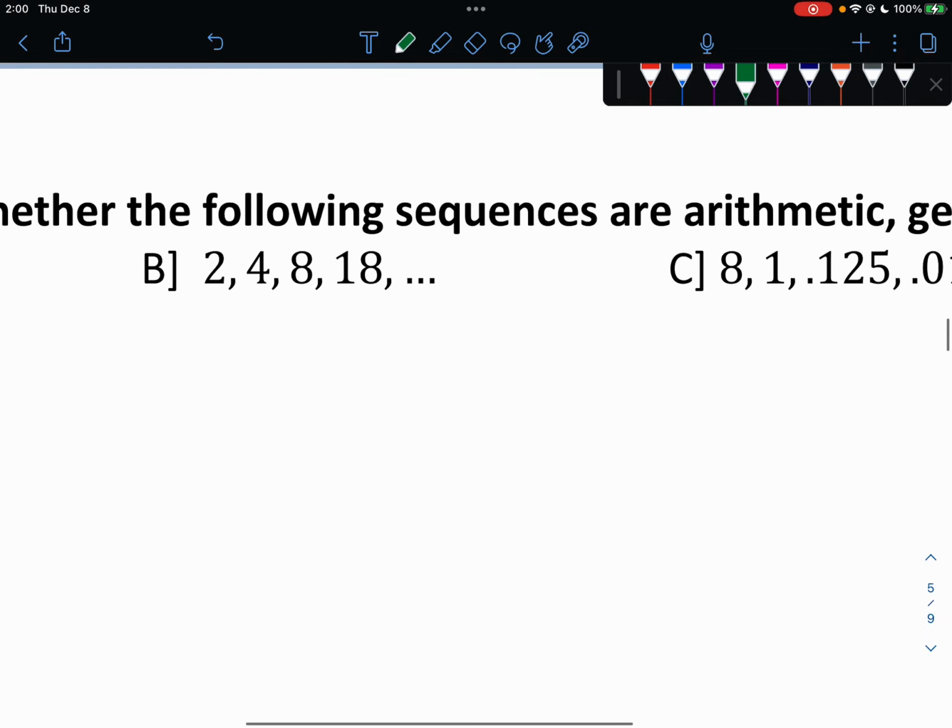The second one, we are adding 2, adding 4, adding 10. So it's not arithmetic. Multiplying by 2, multiplying by 2, multiplying by not 2. So this one is actually neither. It starts off promising like it's geometric, but the third jump there is not geometric.